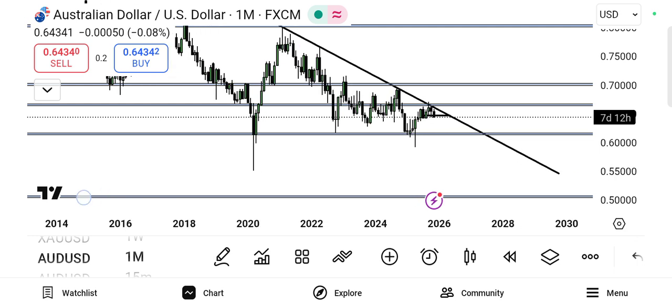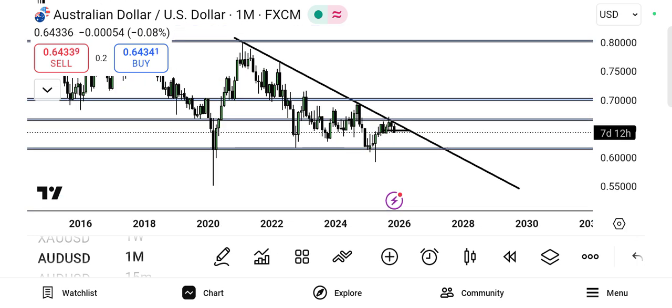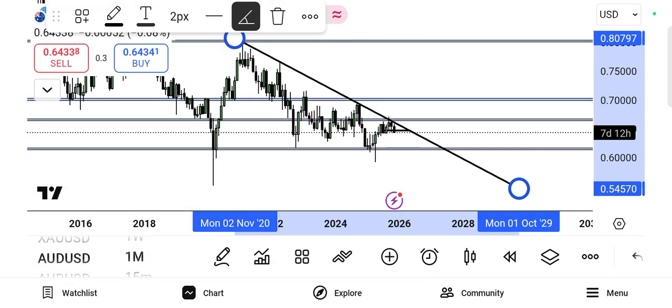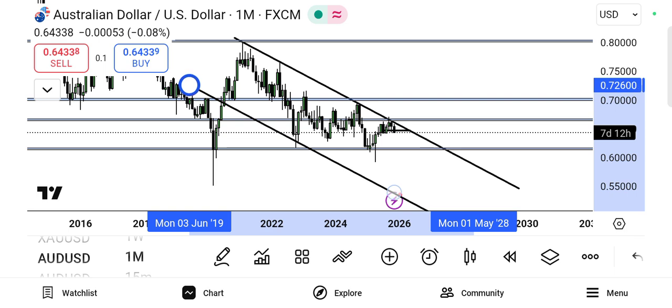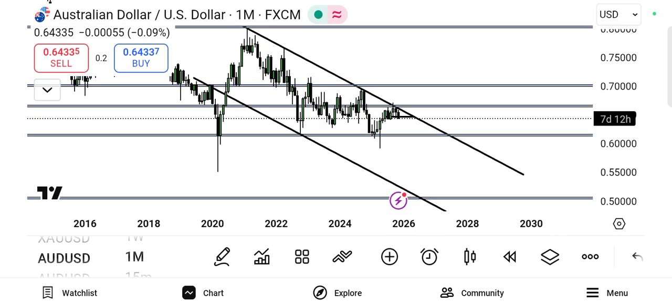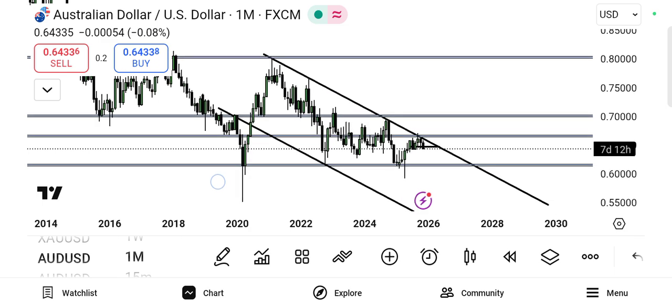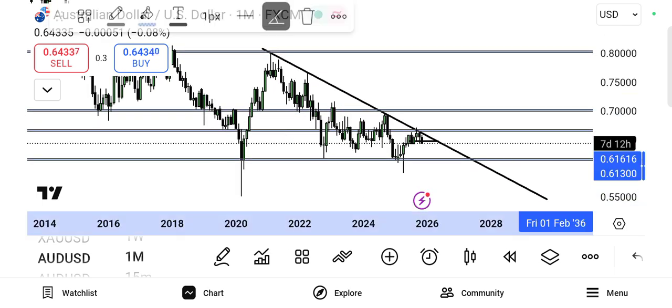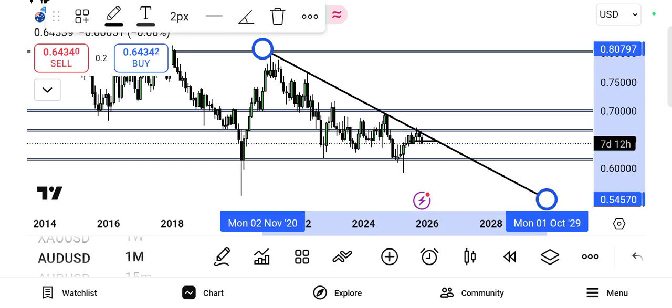Now on the monthly time frame, we found out that the market is on a bearish trend line, showing us that the market is currently bearish. So the direction of this market is bearish. All we are going to be thinking about is how to catch the sell of this market.